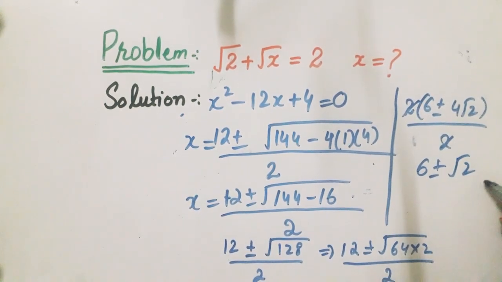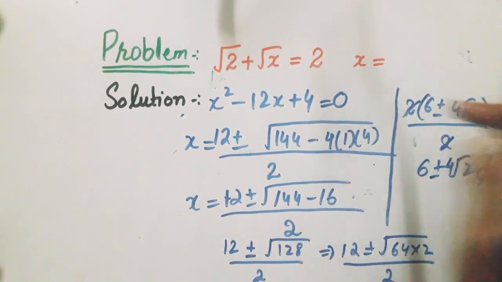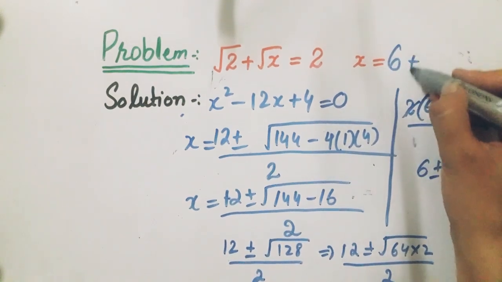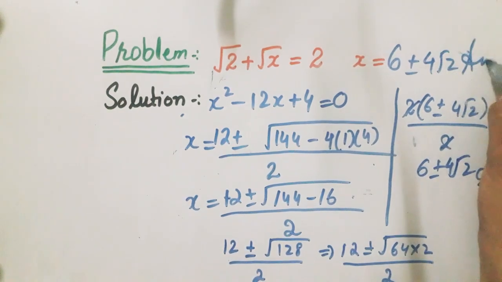So this will be the answer. We will write the value here, that is 6 plus minus 4 square root 2. So this is the answer.